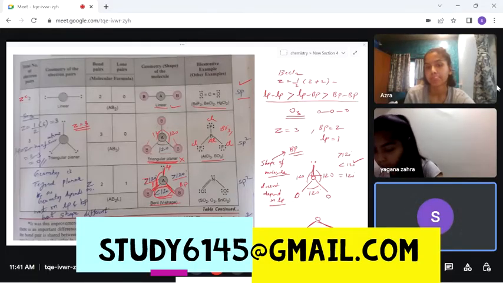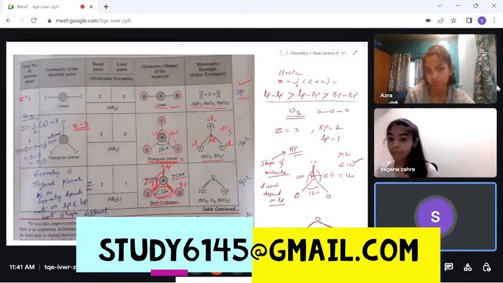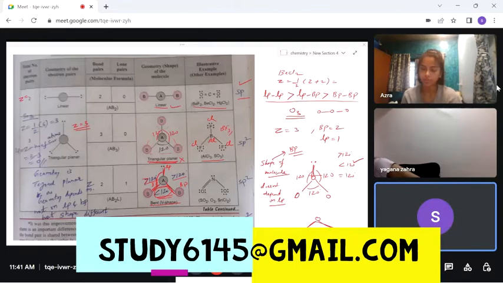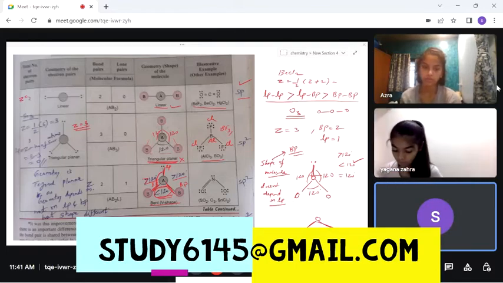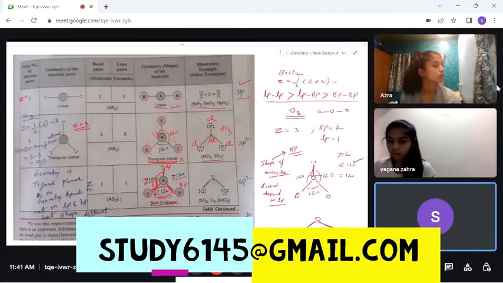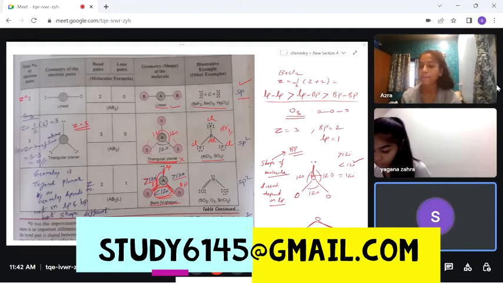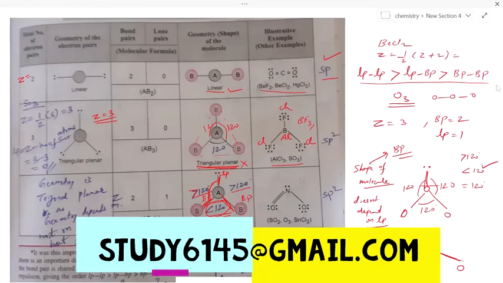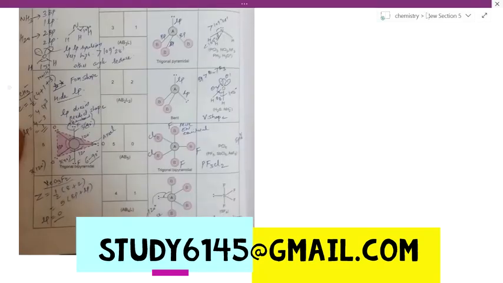So first of all, with the help of Z, you have to predict the shape, then you have to predict how many lone pairs and how many bond pairs, and then the shape will change. So you have to remember all the shapes. I will give you the notes, so there is nothing to worry. First, just understand, and then you can copy it later. Clear? So let's go further. Some more molecules we'll practice.